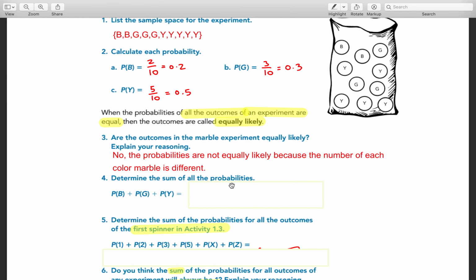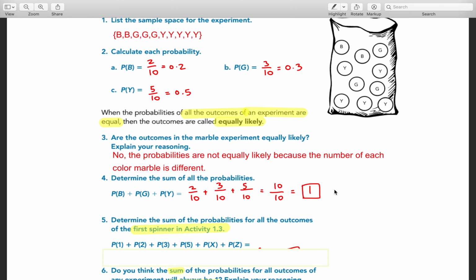Determine the sum of all the probabilities. The sum, as you know, is the answer to the addition problem. So probability of B plus G plus Y: we have 2 tenths plus 5 tenths plus 3 tenths. When we do that, we get 10 over 10, which is the same thing as 1. Notice how this is 1.0.